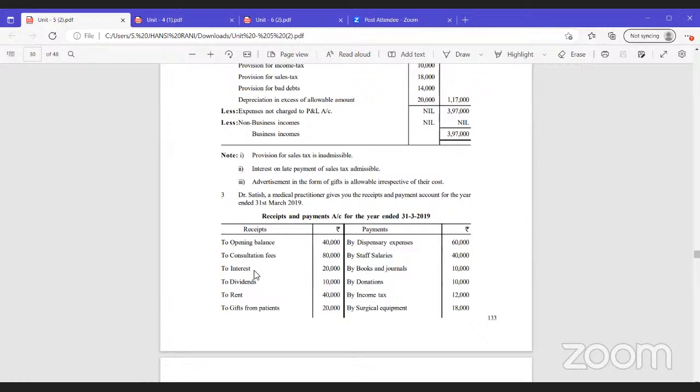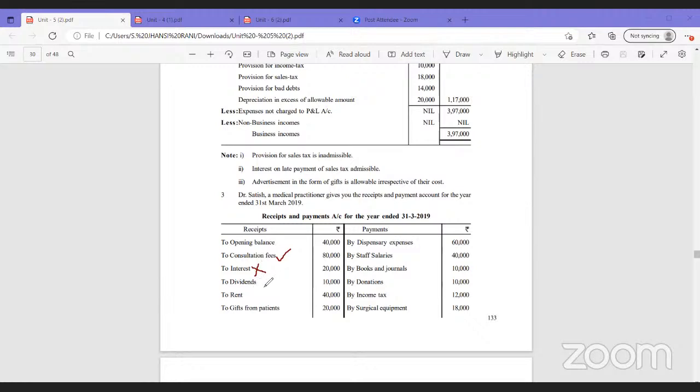Next, interest. Is interest his income from his profession? No. He's a doctor. He's not the person who has to give loans and get interest; that is not his work. So this is not a professional income. Here, our professional income is the consultation fee. This is not our income, because our work is not giving loans to others.